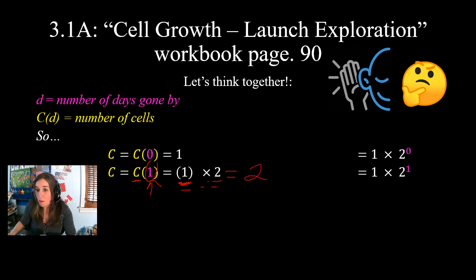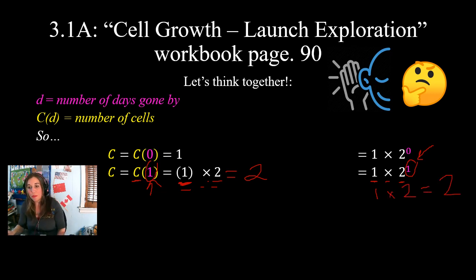Does that work out with the pattern we discussed above? Let's see. Can we get 2 if we apply that pattern? So we said it was our initial value multiplied by our constant multiplier raised to the number of days gone by. So here, 1 day has gone by, right? Anything to the first power is just simply itself. So this is 1 times 2 to the first power, which is simply 2. What does that give us, you guys? It gives us 2. So yes, it did work again.